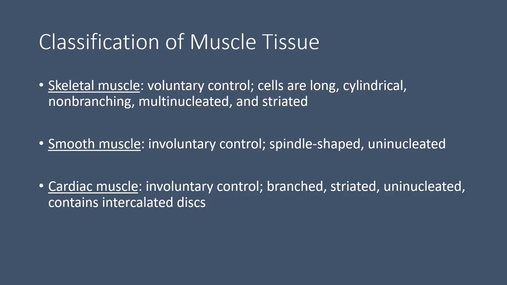Skeletal muscle, the cells tend to be very long. They're cylindrical. They are not branching. They are striated, meaning when you look at it microscopically, they have stripes to them. And they are multinucleated, so they have more than one nucleus per cell. Smooth muscle is spindle-shaped and it's only uninucleated. It is not striated. And cardiac muscle is branched. It is striated. It's uninucleated. It does contain what we call intercalated discs.